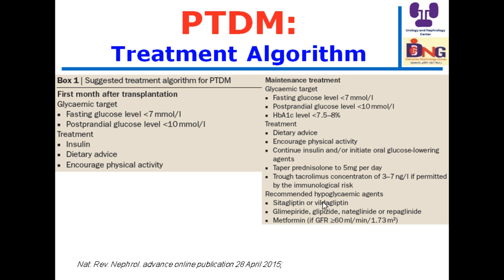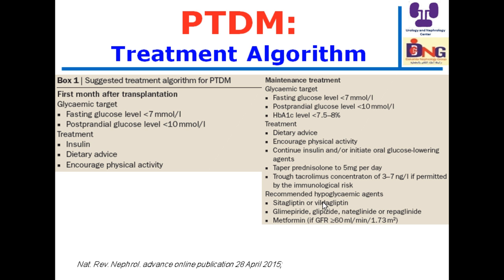Maintenance treatment is glycemic target of less than 7 millimole fasting glucose, less than 10 millimole postprandial glucose, 7.5 to 8% hemoglobin A1C, and the treatment: dietary advice, encourage physical activity, continue insulin or initiate oral glucose lowering agent, taper prednisolone if possible to 5 milligram per day, trough tacrolimus to be between 3 to 7 if permitted by the immunological risk assessment.